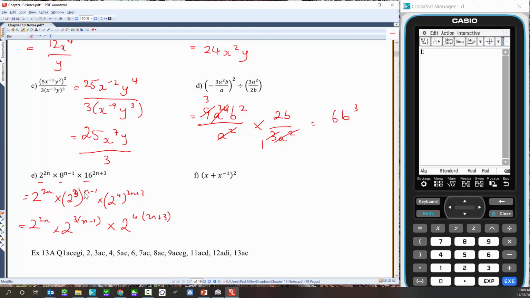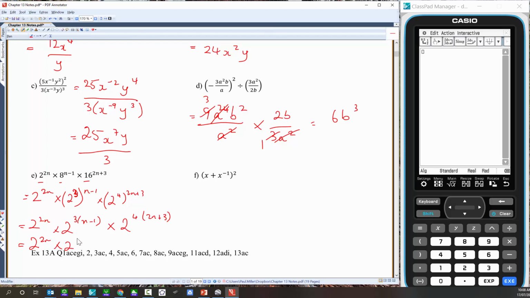Because remember, power to power rule means one power raised to another power, you multiply the powers. So it's 3 lots of all of n take 1. So the common mistake I see there is students not putting brackets in. 2 to the 2n times 2 to the, what's that going to be?